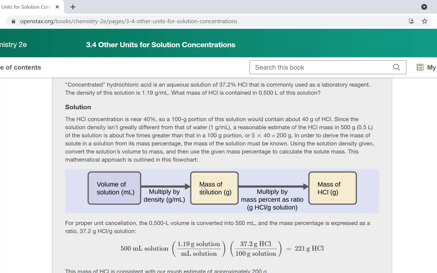So we convert with density to mass of solution. We're setting this up so that the volumes are canceling and we're left with grams. And then this is where we use the percent by mass, because this is mass of solute per mass of solution. So we have mass of solution. We set this up so the mass of solution cancels out, and we get the mass of the specific component that we care about. Okay, so this is the general roadmap for a question like this.